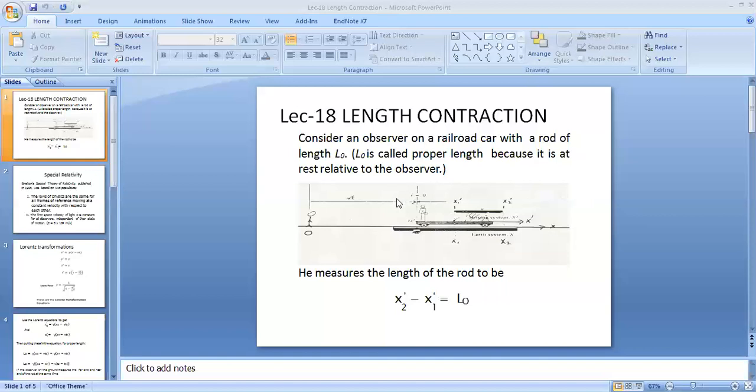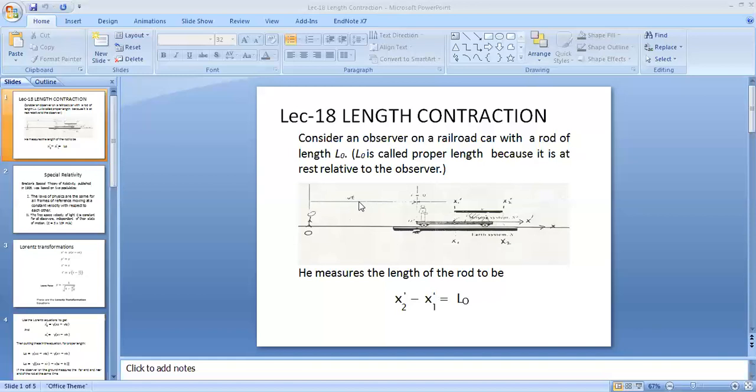For this purpose, we consider a setup in which we have two observers. One observer is located here at point O, and the other observer is located at this point O dash. This is the frame of reference of the second observer. This frame of reference, having x dash as its x-axis, is moving with speed v with respect to the first observer, and this speed is in the direction of the x-axis.